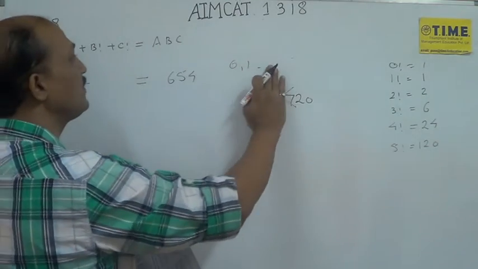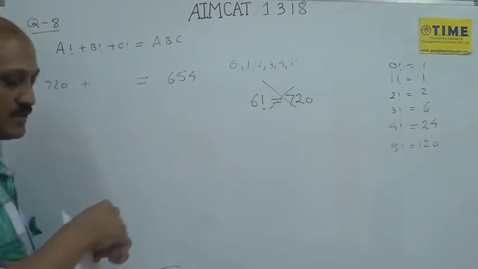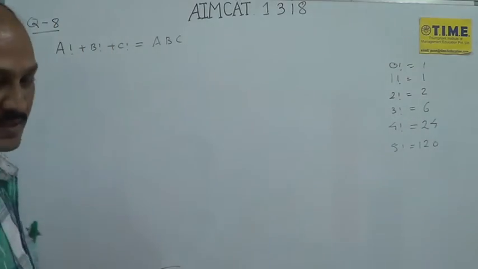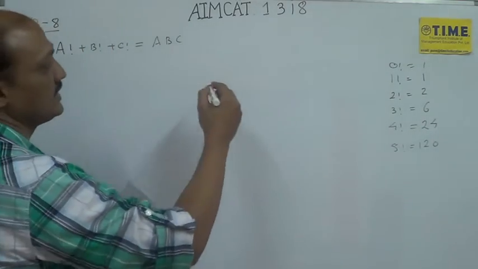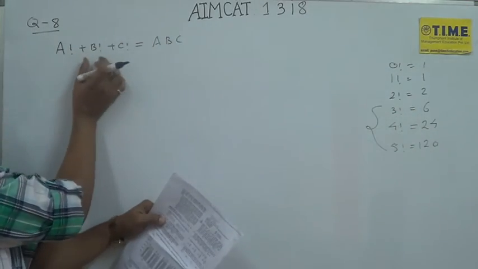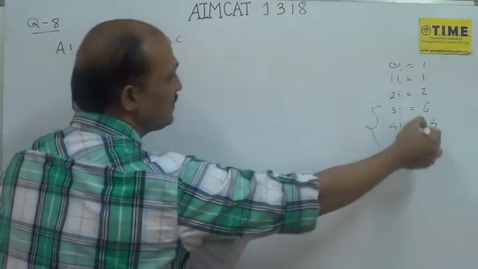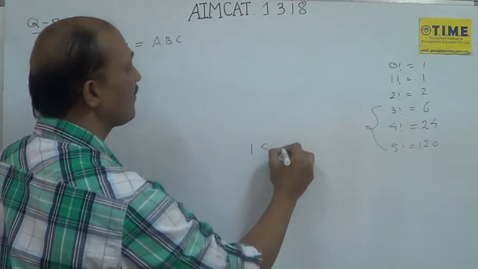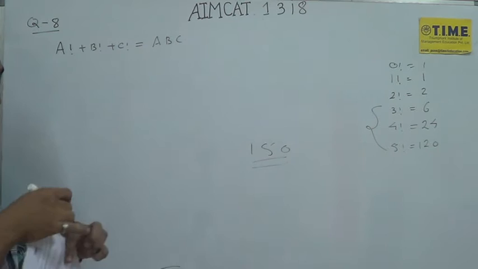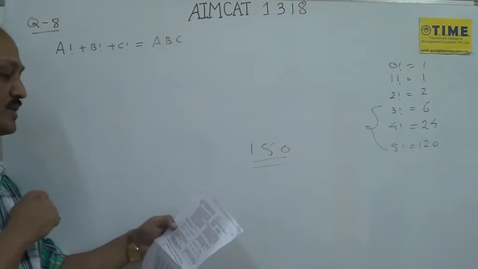So, the only possible numbers available to me are 0, 1, 2, 3, 4, 5, and these are the factorials of them. Again, what I observe is the maximum sum of the left hand side, a factorial plus b factorial plus c factorial, over these possible combinations of a, b, c, is 150. That means my right hand side cannot go beyond 150. Now, I'll take care of this part, and then I'll check the options one by one.